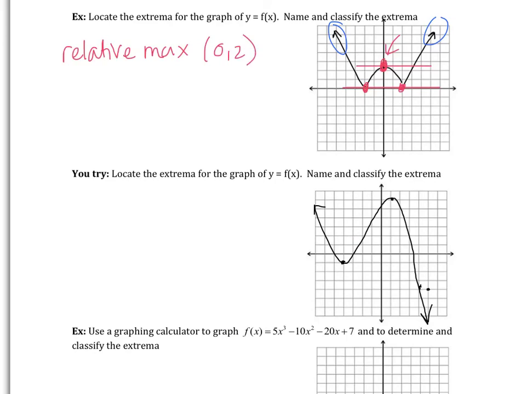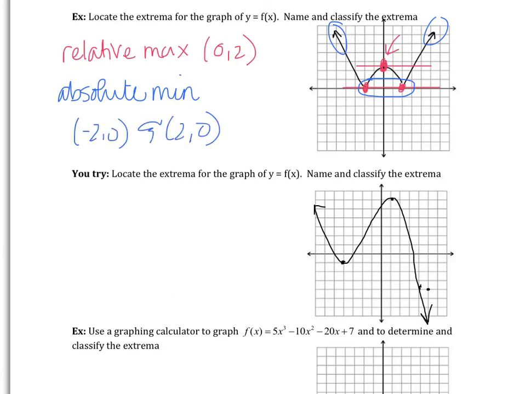Then I'm going to notice these 2 points are equal in my domain, meaning there are no y values lower than them. Those are going to be the lowest points on my graph, and because they're at the same y value, I can have 2 of them. So these are going to be absolute minimums, and those are the points (-2, 0) and (2, 0).